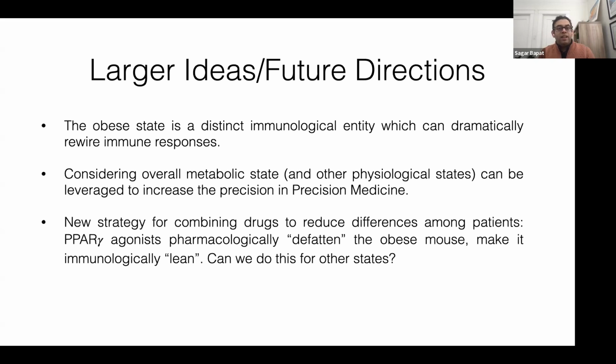And then finally, one of the ideas that maybe is far off. It's an idea that only made sense in the preclinical setting, but maybe it's something to think about in the future. Drugs are usually created with a sometimes homogeneous population of patients, and then once a drug is approved, we use it worldwide, and sometimes it doesn't work as well. So what if we could have drugs that pharmacologically, like PPAR gamma, defatten the obese mouse immunologically? What if we could create other drug types that could be used to make a human immunologically lean, or immunologically old, or immunologically young?